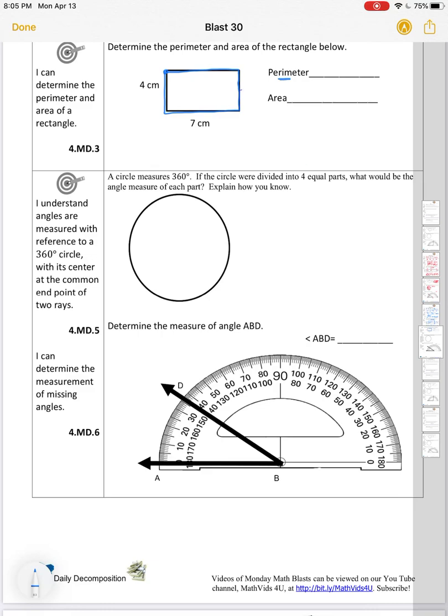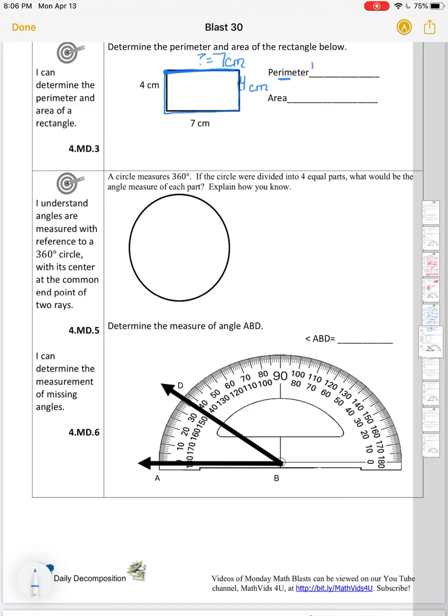So I have 4 centimeters, 7 centimeters. This side is not given to me, but I know that it is 4 centimeters because it's opposite the 4 centimeter side. And in a rectangle, opposite sides are equal. This side here is not given to me either, but I know that that is equal to 7 centimeters. Again, it's opposite the bottom side here.